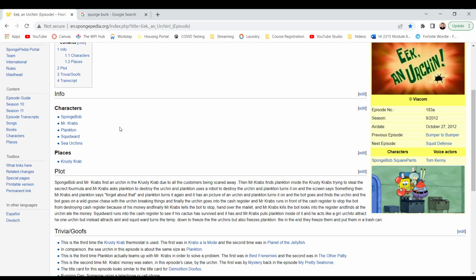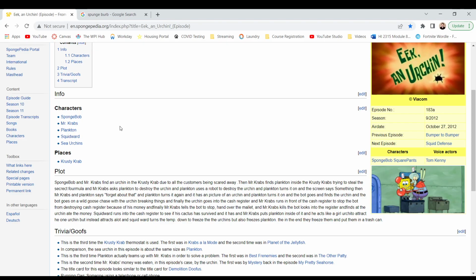Plot: Krusty Krab. Mr. Krabs and SpongeBob find an urchin in the Krusty Krab, and all the customers are scared, right? Then Mr. Krabs finds Plankton inside the Krusty Krab trying to steal the secret formula. Mr. Krabs asks Plankton to destroy the urchin. Plankton uses a robot to destroy the urchin. Plankton turns on the screen and says something.